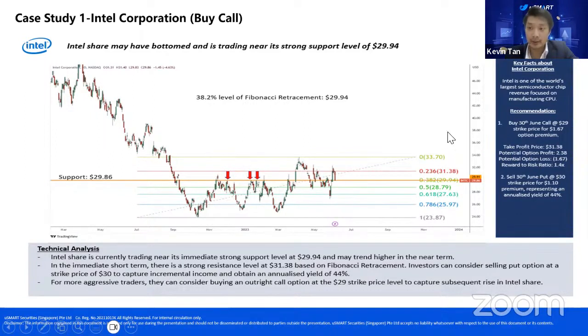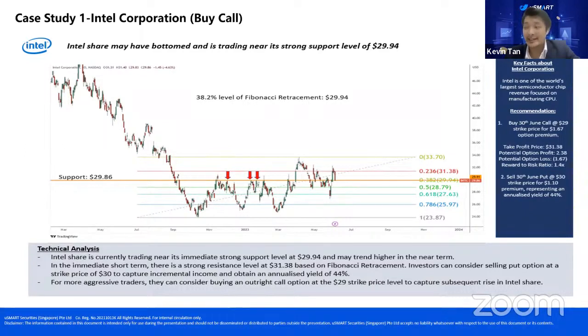And our maximum loss is actually just $1.67. The reason is, as we mentioned, your maximum loss potential when it comes to buying a call option is limited to the option premium that you pay. So for this trade itself, we saw a risk to reward ratio of 1.4 times.